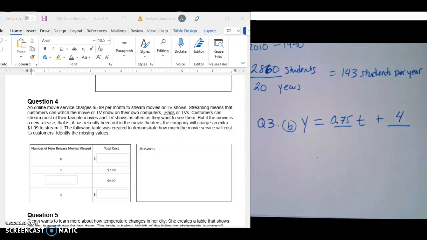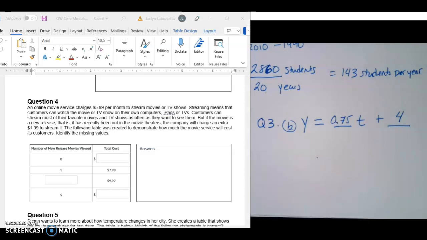Okay, so for question 4, it says an online movie service charges $5.99 per month to stream movies or TV shows. Streaming means that customers can watch the movie or TV show on their own computers, iPads, or TVs. Customers can stream most of their favorite movies and TV shows as often as they want to see them. But if the movie is a new release, that is, it has recently been out in the movie theaters, the company will charge an extra $1.99 to stream it. The following table was created to demonstrate how much the movie service will cost its customers. Identify the missing values.